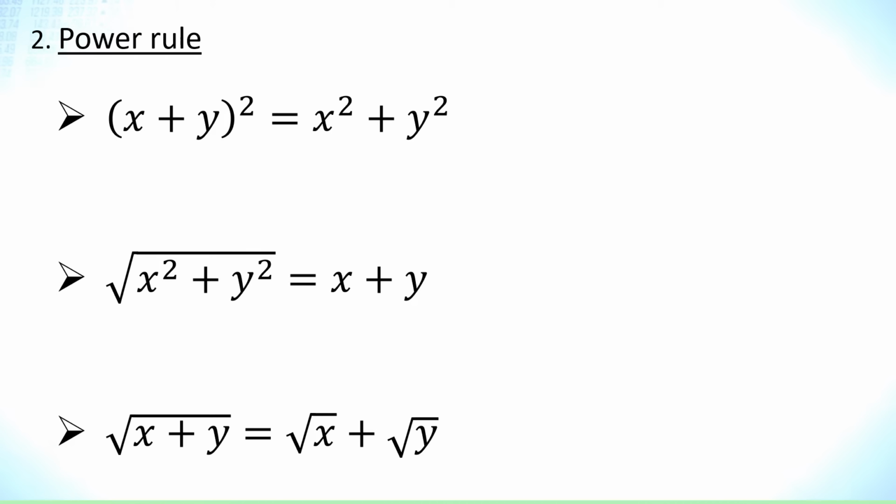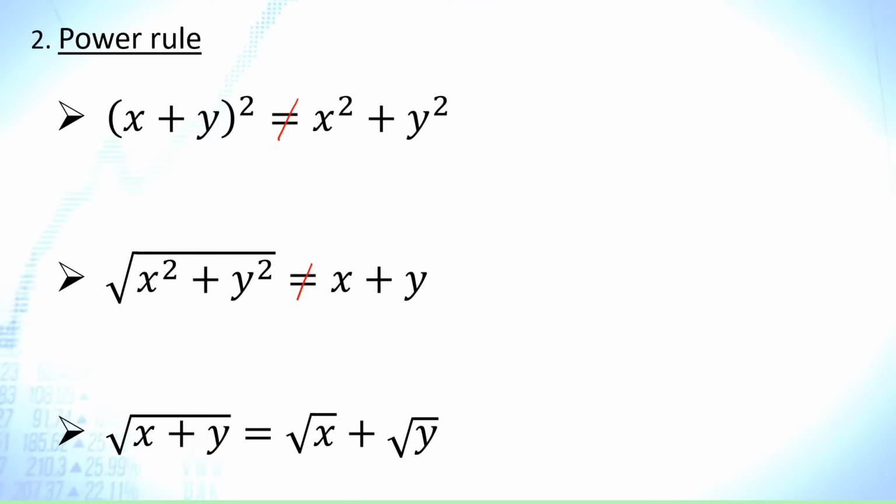The second one is the power rule. So for example, (x plus y) squared. Sometimes students write this as x squared plus y squared, but this is not true. And for the second one, again we have the square root of x squared plus y squared. What sometimes happens is some students take the square root of the first one and the second one and write it like that. This is also not true.